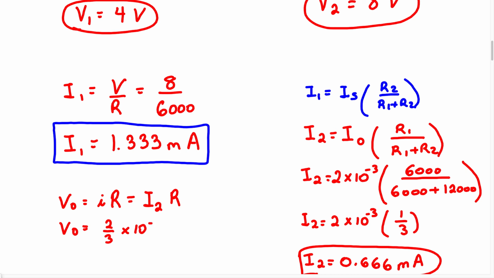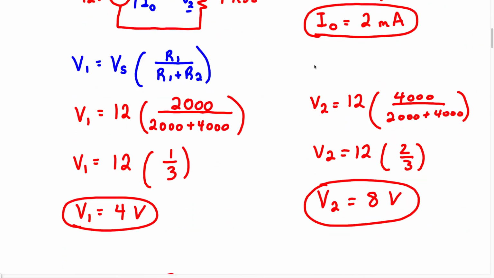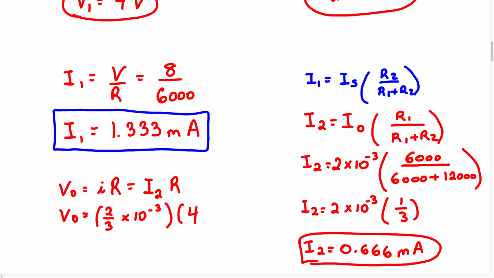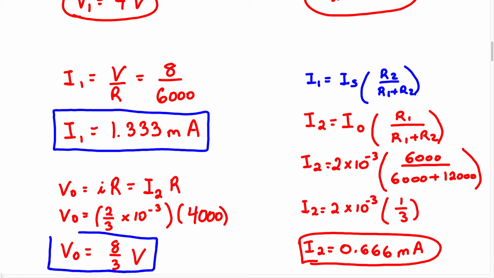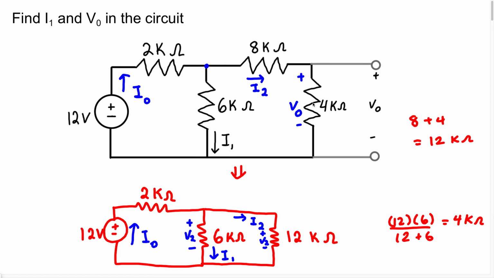or we can just say 2 over 3 times 10 to the minus 3, because we know 0.66 is the same as 2 over 3, that's just the fraction form of it, times the resistance, which is going to be this 4K resistor, so multiplied by 4,000. When you solve for this, VO equals 8 over 3 volts. So this is going to be our answer for the voltage at these two terminals, but also the voltage across this particular resistor, which is a 4K resistor.